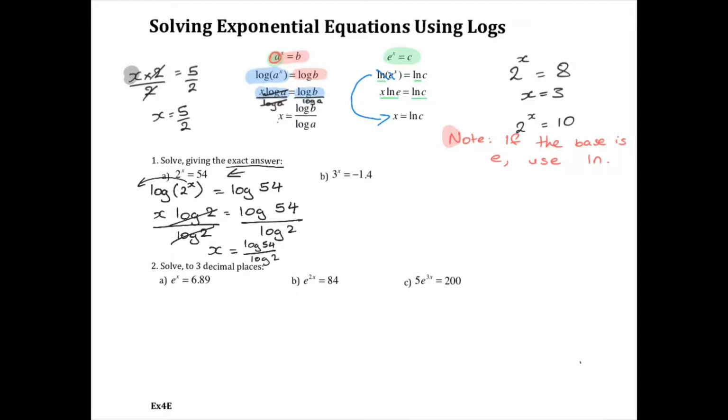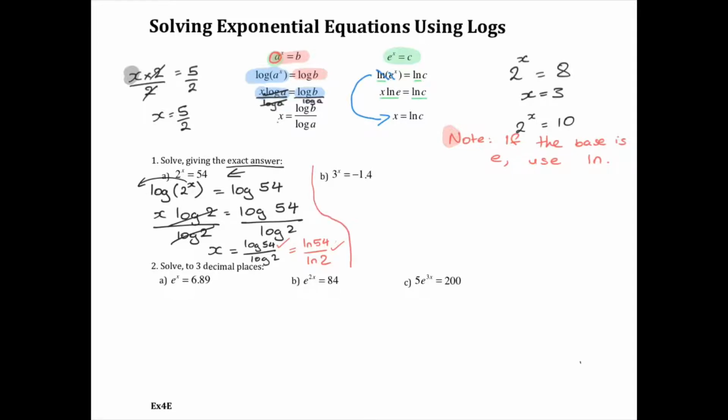If they wanted a decimal, I would just put it in my calculator using the log button. Okay, if you had used ln, you would just put it into your calculator using the ln button, and I guarantee you would get the same answer either way. Okay, let's have a go at b. And now, girls, just so you know, because this is the exact answer, even if you had used ln and so written your final answer as ln 54 over ln 2, both of those would be correct. Okay, that's correct if you use logs, and that's correct if you use the natural log. Either one is correct, okay?